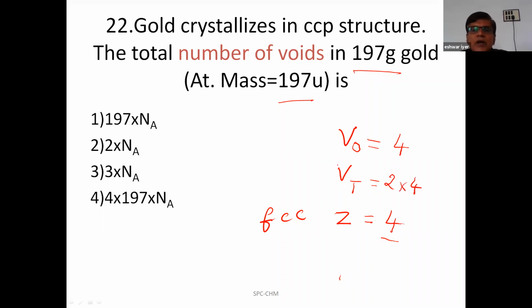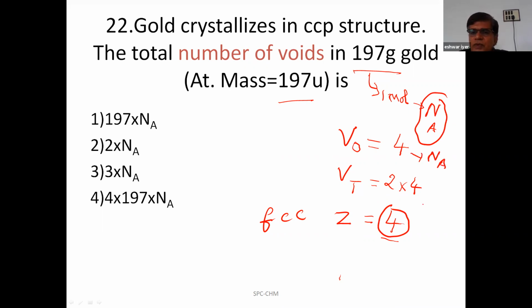But here, the mass is not taken for 1 cubic unit cell. The mass is 197 grams. This becomes 1 mole. Look at this. In 1 mole, the number of atoms will not be just one unit cell, it is a larger number of unit cells. So instead we take the Avogadro number. So this becomes Avogadro number of octahedral voids and 2 times Avogadro number of tetrahedral voids. When you add these two, you get 3.